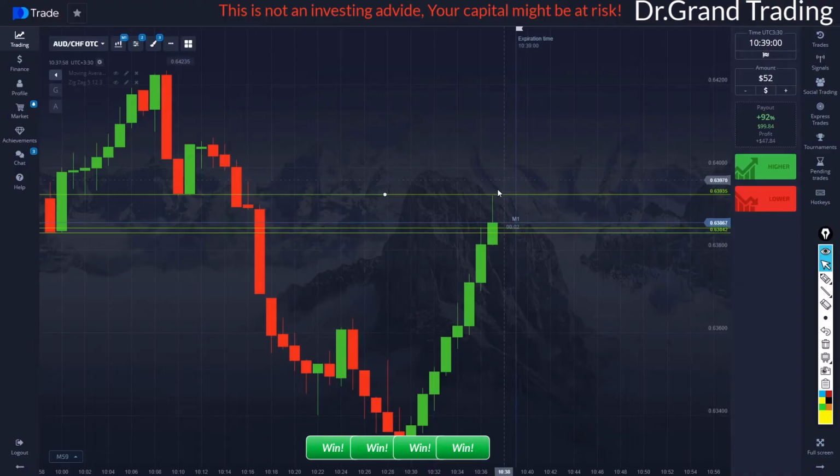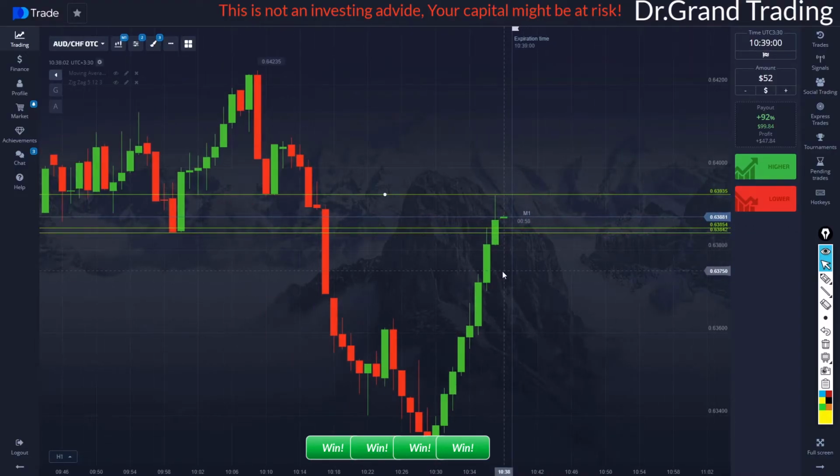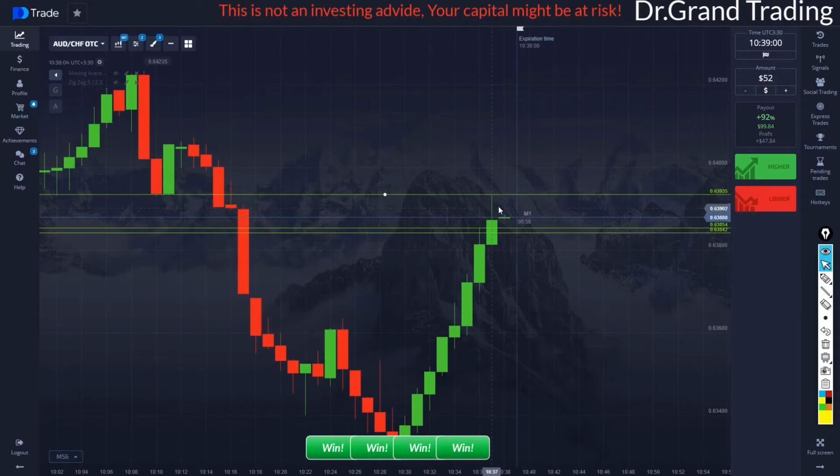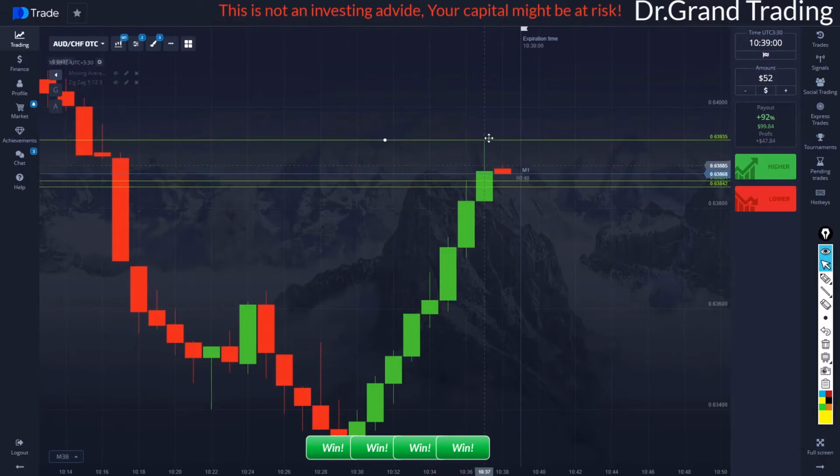Okay, it seems it's just gonna continue to the upside, so I'm not gonna take any trade here. If this one was closed here without rejection, I would go with sellers because it would bounce down. But here we have seller's rejection, and still this is in buyer's area.